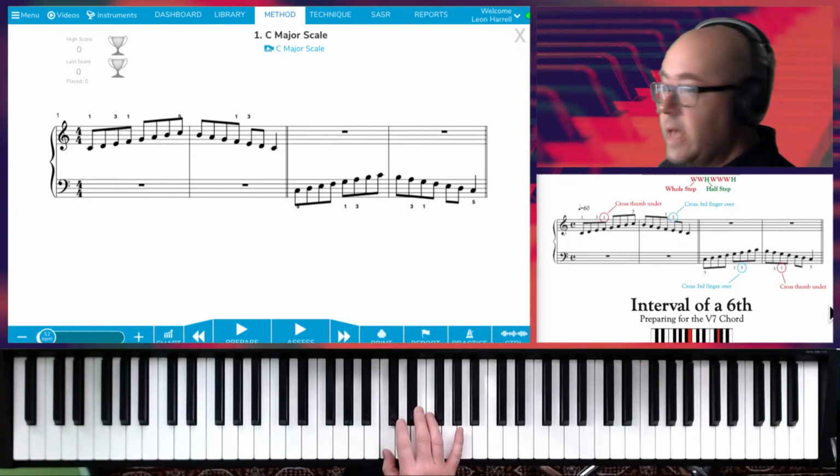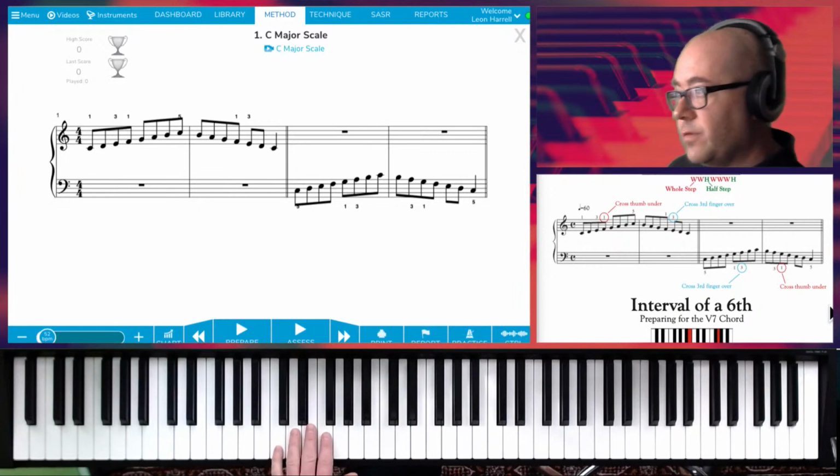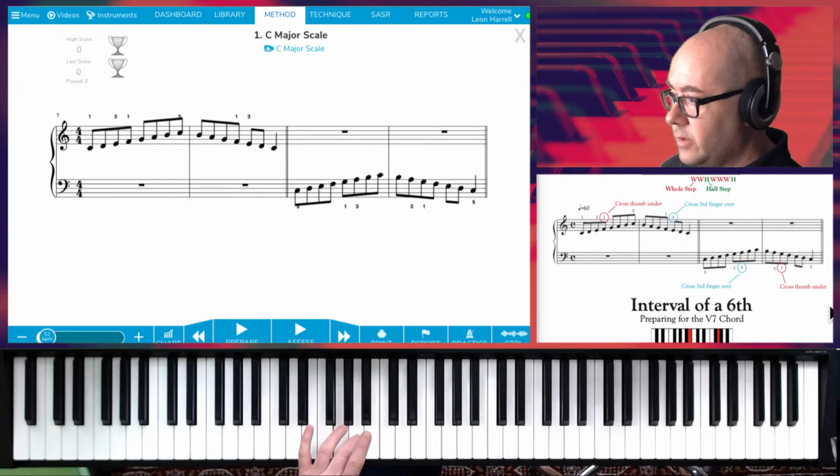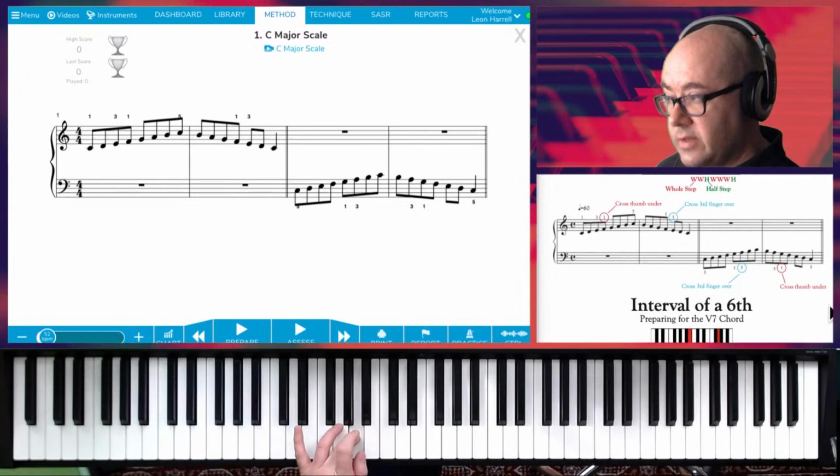They show us the left hand pattern, starting on 5 in the left hand, 5, 4, 3, 2, 1, cross finger 3 over, coming back down, cross the thumb under.